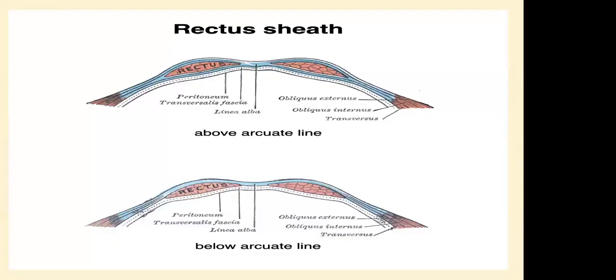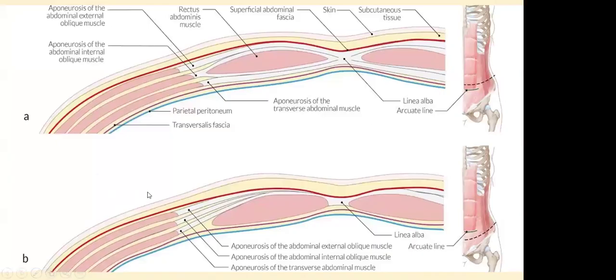This image shows the rectus sheath above and below the arcuate line. This is a clear image. It shows that the internal oblique aponeurosis splits to become a layer in front of and behind the rectus sheath, while below the arcuate line, all 3 muscles will pass in front. The aponeurosis of all 3 muscles will pass anteriorly.